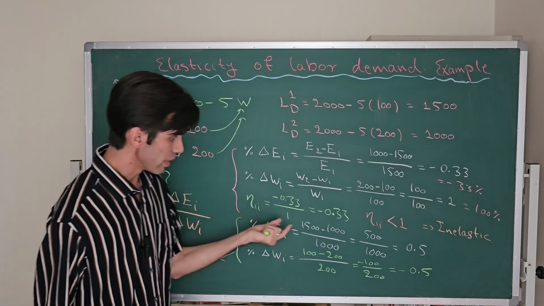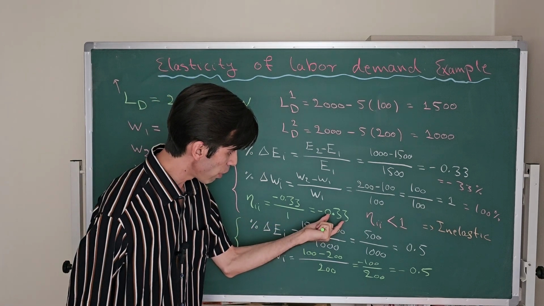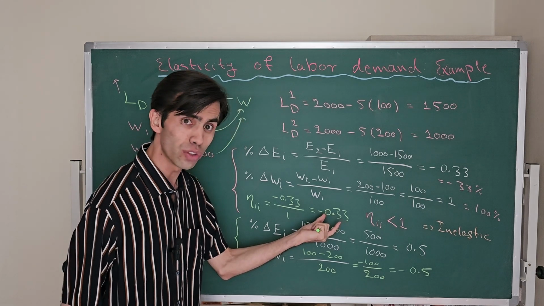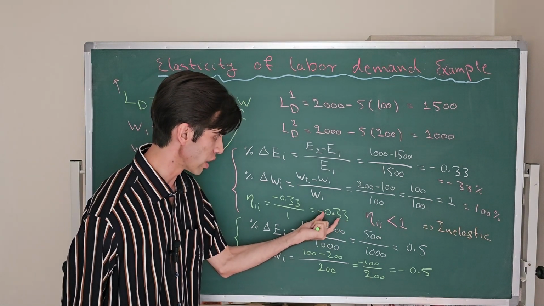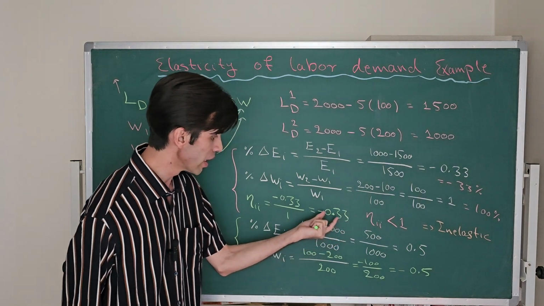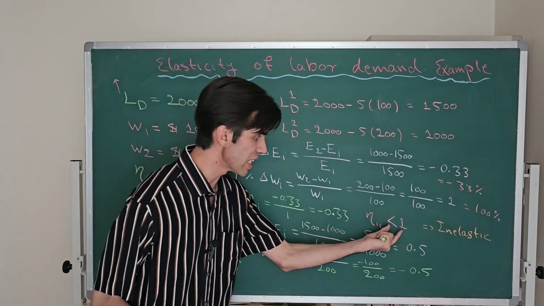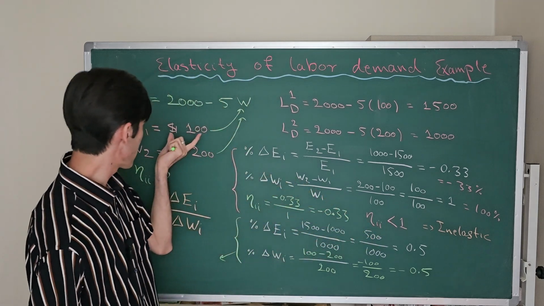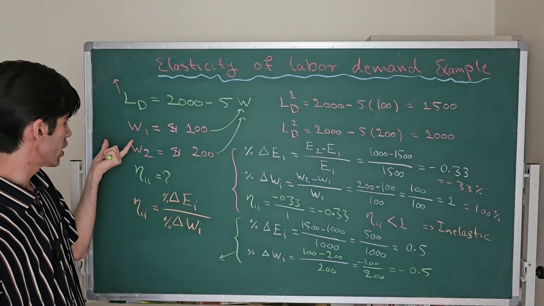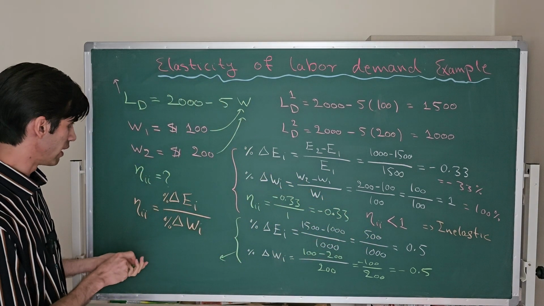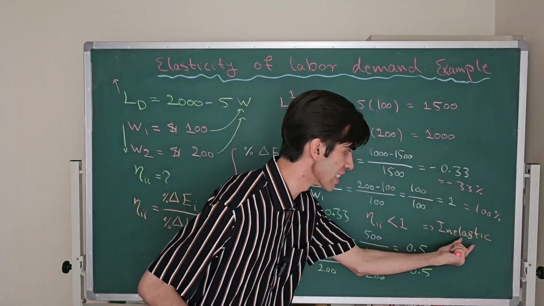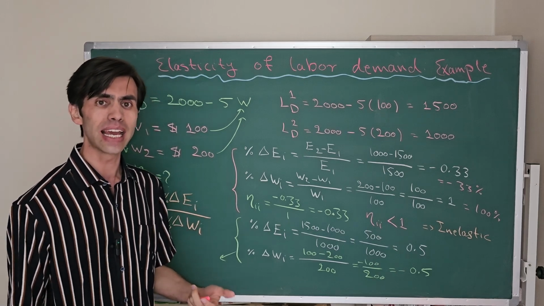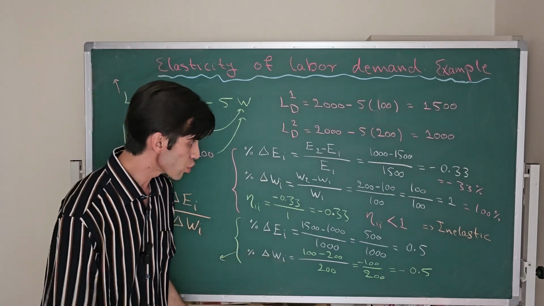Then, when we take the absolute value, it will be equal to 0.33. So 0.33 is less than 1. Then this labor demand, when the wage rate moves from W1 to W2, is inelastic. But let's solve another case.